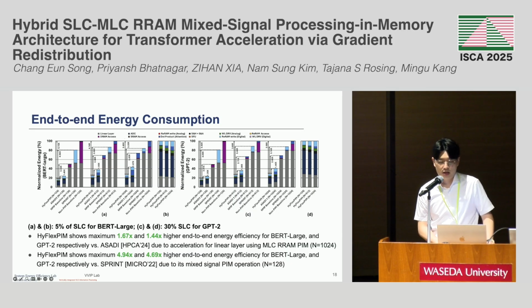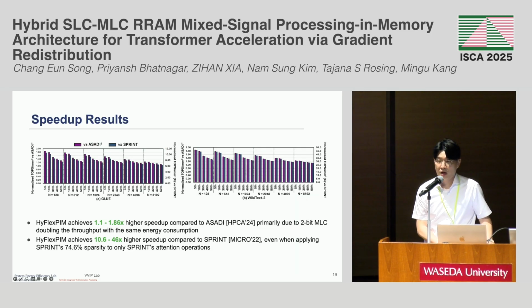So this shows the end-to-end energy consumption. Our HiFlex PIM shows 1.67 times and 1.44 times higher end-to-end energy efficiency for the encoder and decoder model versus Asadi's work. And this is due to the acceleration for the linear layer using the multi-level cell RRAM PIM operation. And it also shows more than 4 times higher energy efficiency for both encoder and decoder model versus SPRINT due to its mixed signal PIM operation.